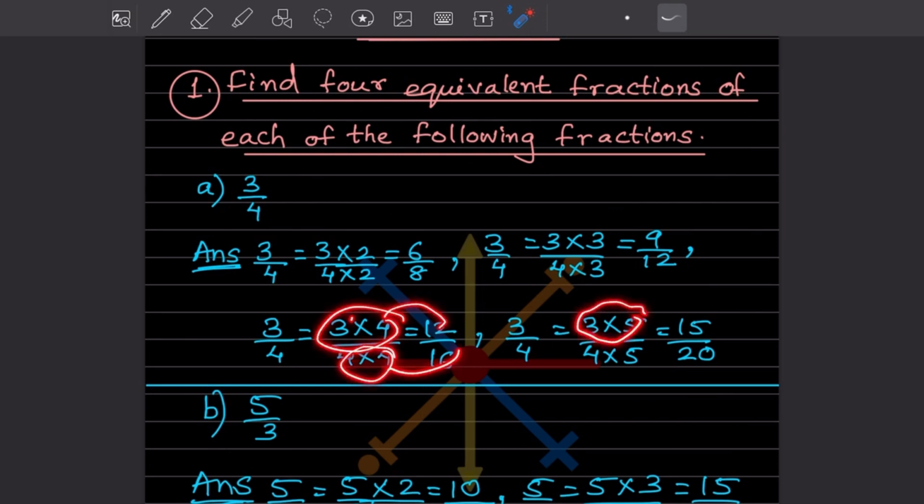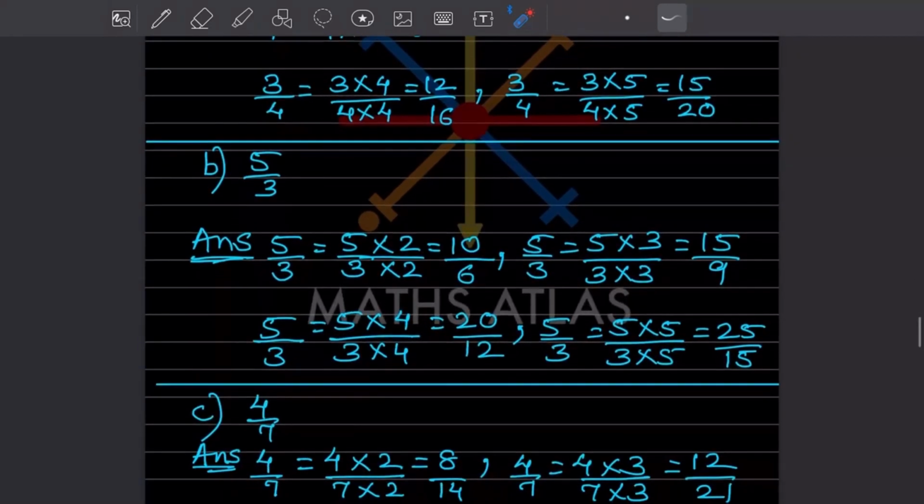Here when you multiply by 5 you get 15 by 20. Hope you got it. So we have done here 4 equivalent fractions. So next problem is the same. See here, this 5 by 3 is given. You have to find the 4 equivalent fractions.